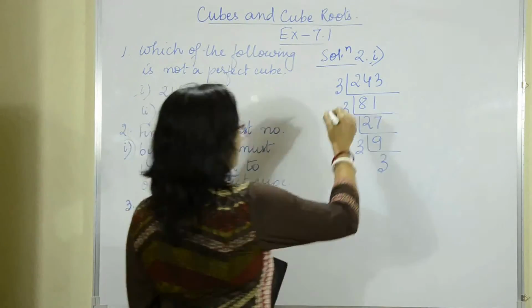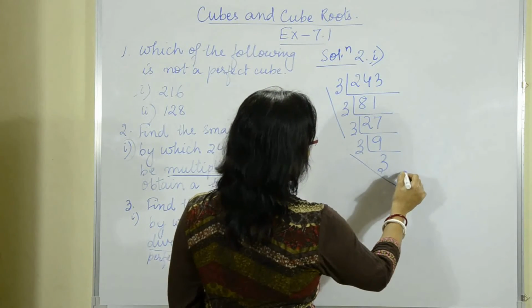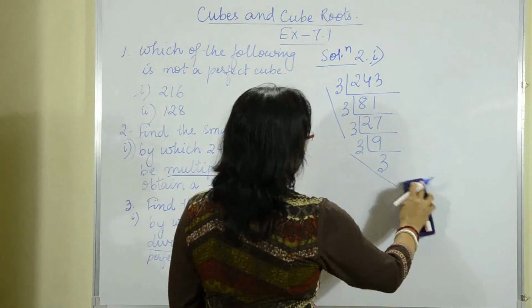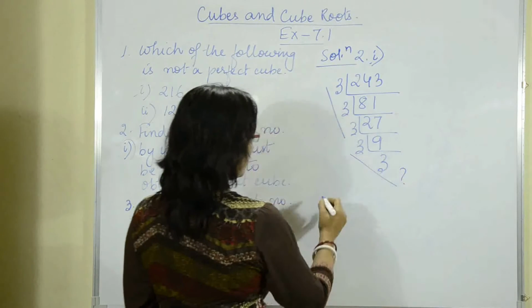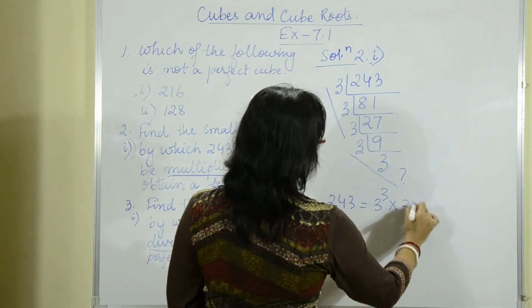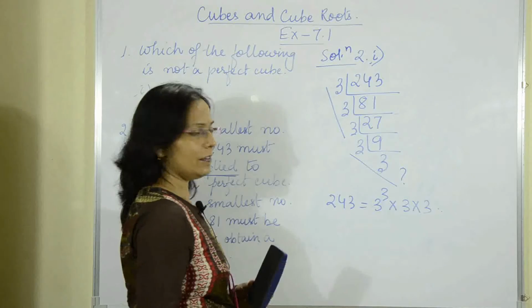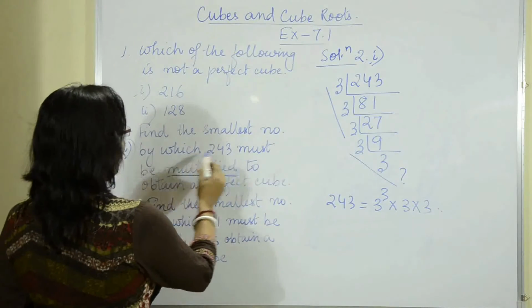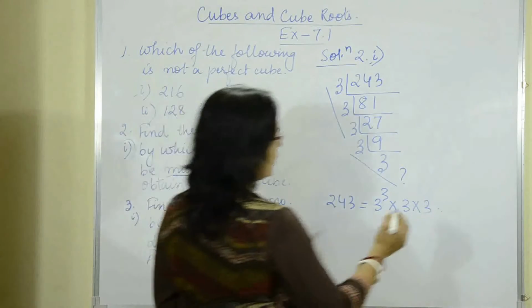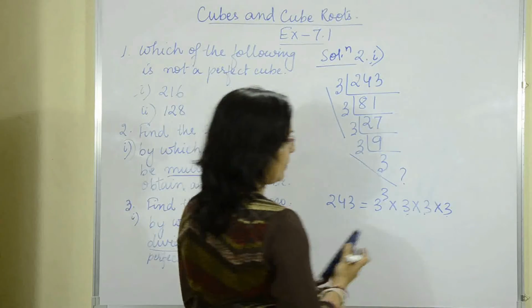Now, here I have a group of 3 3's and then this is actually incomplete. I wanted one more 3 here, is it not? But that is not here. So this is actually incomplete. So what do I have? 243 equals 3 cube into 3 into 3. I am missing one 3 here. So by which the number should be multiplied to obtain a perfect cube? I need one more 3 here, no? Then only it would have been a set of 3 3's. I am not having that.